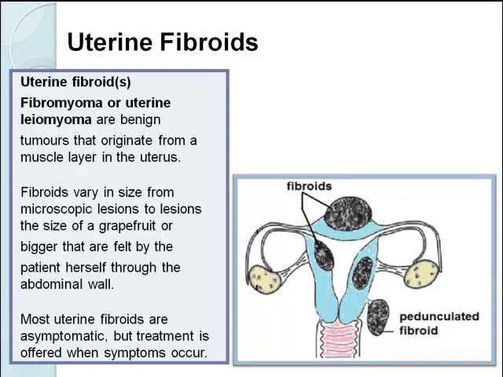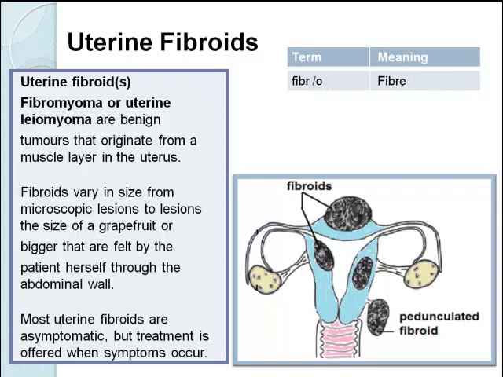Fibroids vary in size from microscopic lesions, really, really small ones, to lesions the size of grapefruits or bigger. And these can obviously be felt by the patient if they're that big, through the abdominal wall. Most fibroids are asymptomatic, meaning they have no symptoms and are therefore not an issue to the patient. But treatment is offered when symptoms do occur. Let's look at the root terms associated with fibroids.